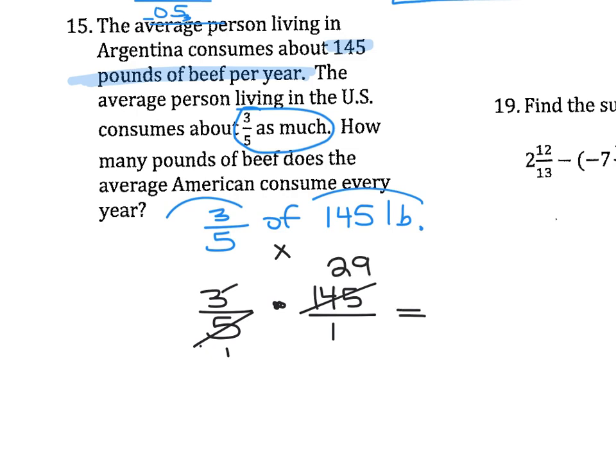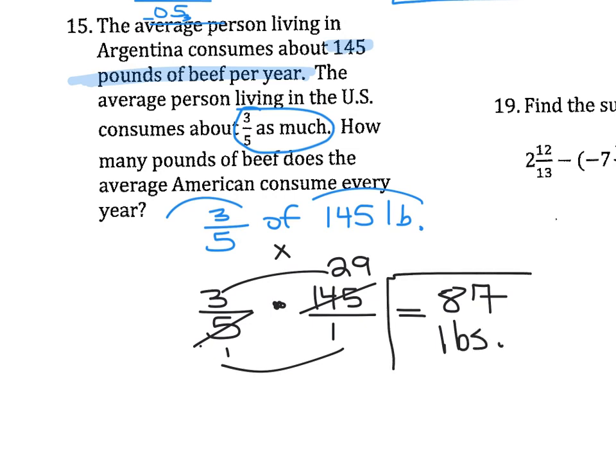Once I've got that, I'm just going to multiply the top. I know that 29 times 3 is 87, and 1 times 1 is 1. And so 87 pounds, we need to include our units, of beef is the amount that Americans consume each year. And that makes sense. 85 pounds would be about 3/5 of 145 pounds.